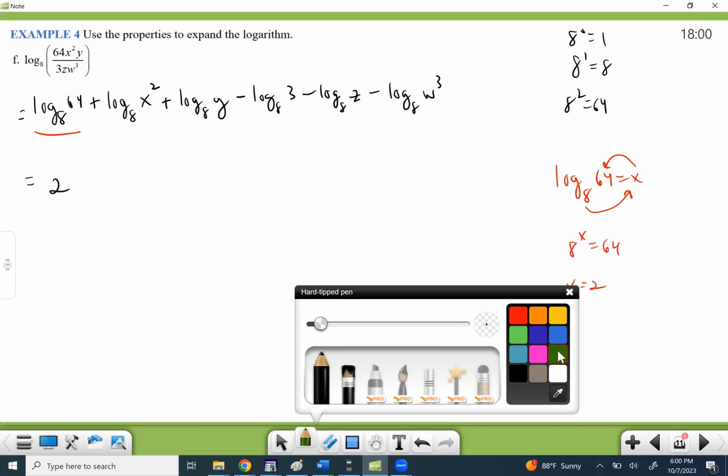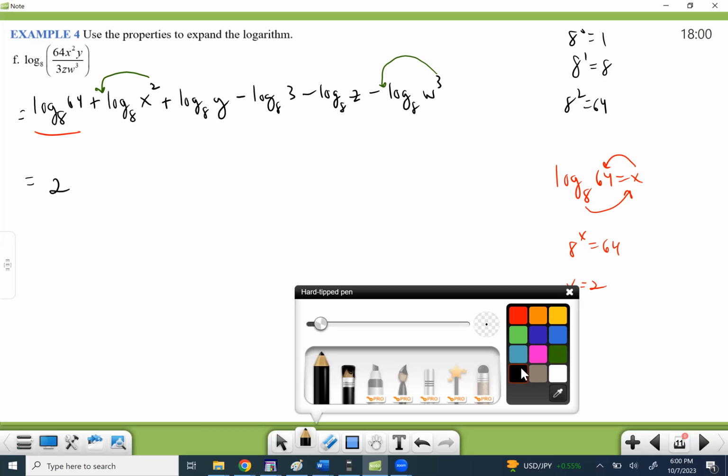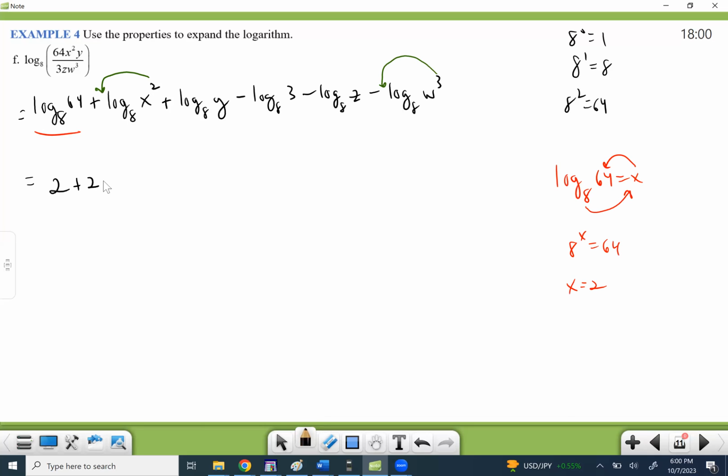The next thing is you're probably noticing there's a lot of exponents that could go to the front. So let's do that as well. Let's use that power property. So this is going to be plus 2 log base 8 of x, plus log base 8 of y, minus log base 8 of 3, minus log base 8 of z, and minus 3 log base 8 of w.